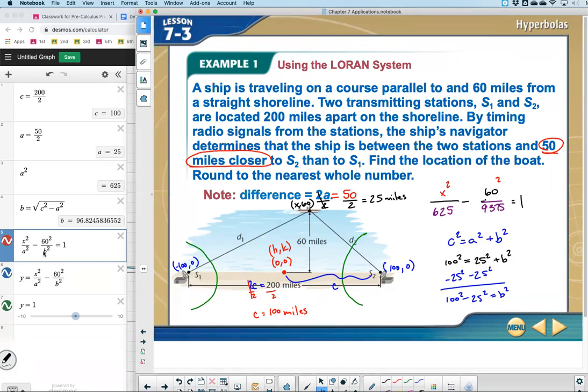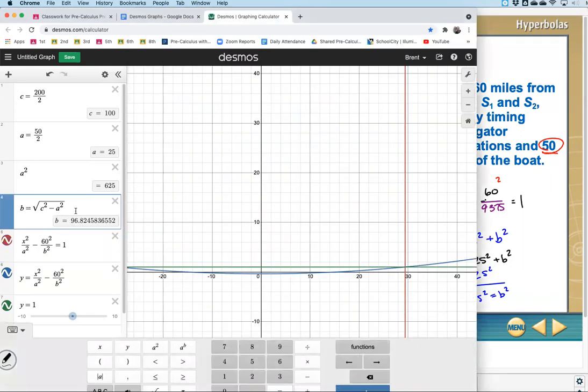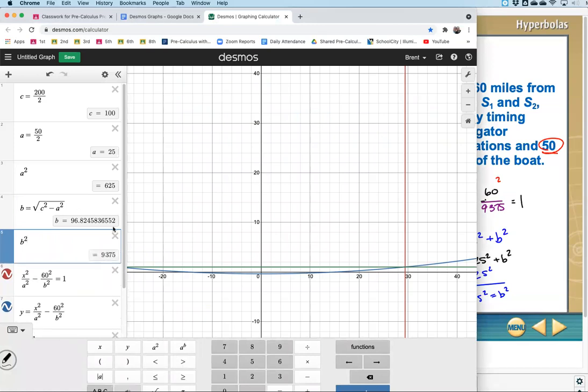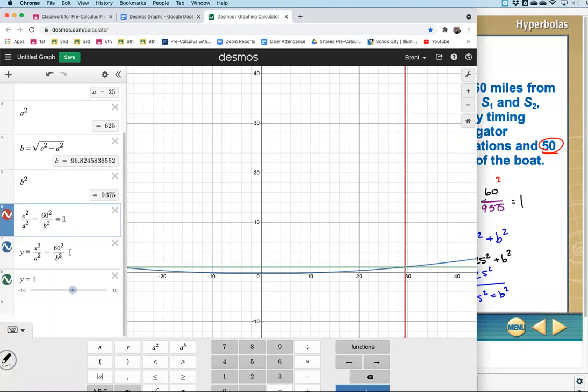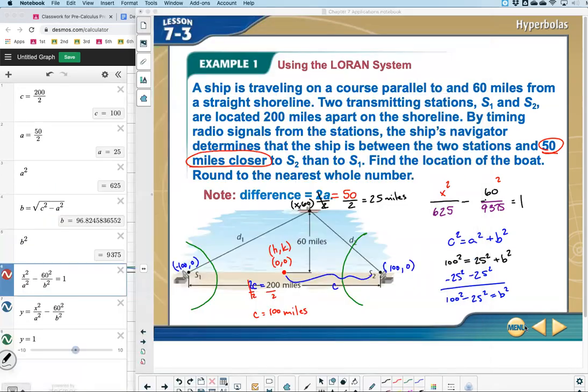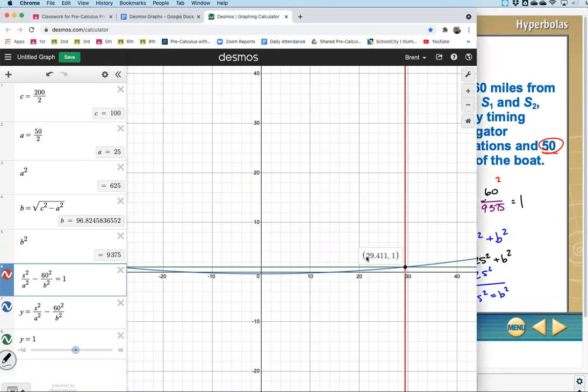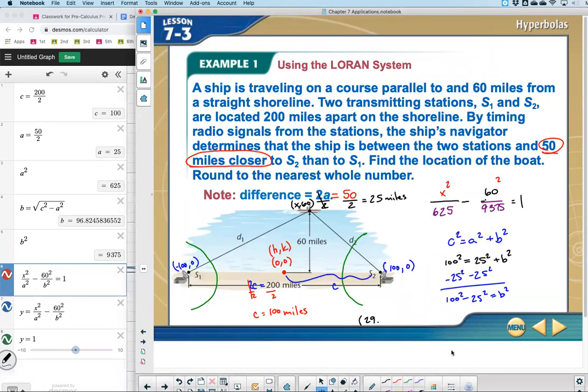But when I put it in the formula, let me make sure that's right now. B squared, 9,375. Yep. So when he puts in the formula, 29.4 is our solution. So this would be how far out the boat is. That boat, find the location of the boat, would be 29, what do we say, 29.4? It says to the nearest whole number. So I should say 29, comma, 60 would be the location of the boat, and this is in miles.